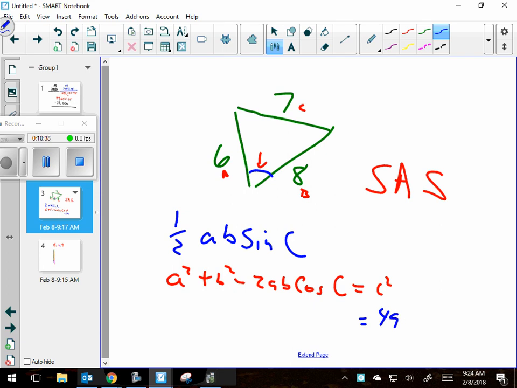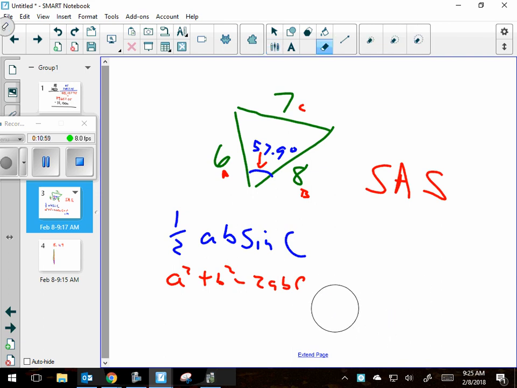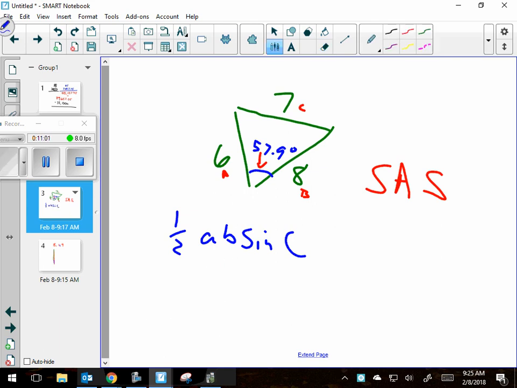And then, when you're all done and you solve for C, what did you guys get for the angle there on that problem? What did you get, sir? 57 point what? Did anybody else get 57.9? All right, good. So then, if that's 57.9, now we can use this formula, 1/2 AB sine C.